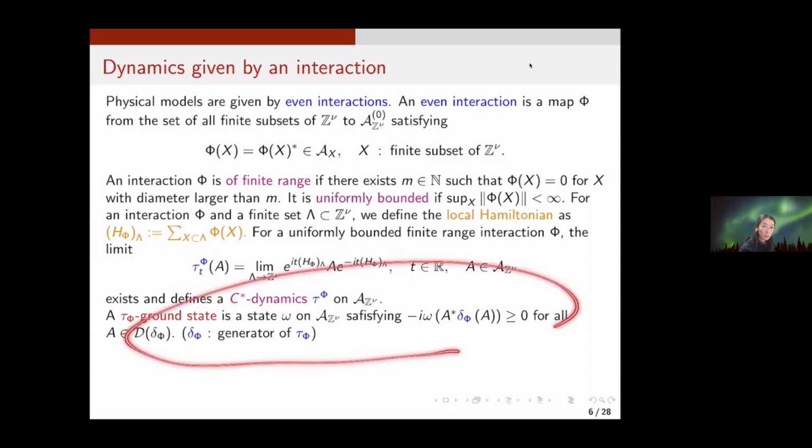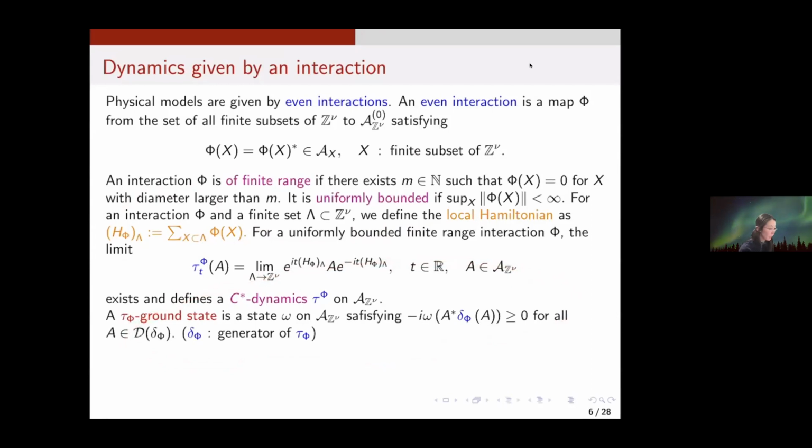And here is the definition of ground state. So a tau-ground state is a state on a two-dimensional fermionic system, satisfying this strange inequality for all A in the domain of the generator of our dynamics. So this looks like a strange condition, but actually if you consider this inequality in the usual quantum mechanical setting, you will find that it is the same as our usual definition of ground state.